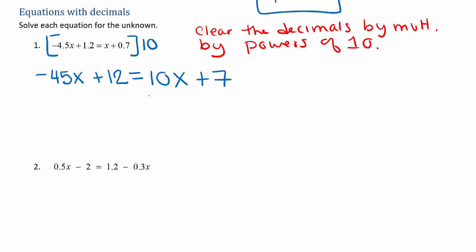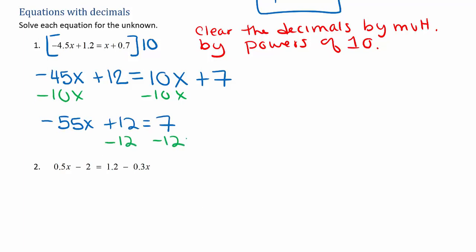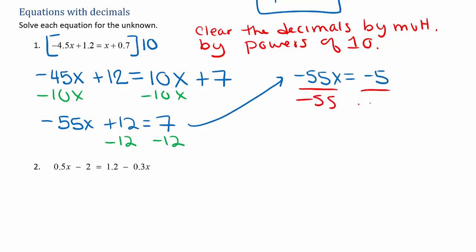And now this is something I can solve. I'm going to put all the x's on the left. And then I want to get x by itself, so I'll subtract the 12. And finally, to finish, we're going to divide by negative 55. And I'm going to write my answer as a reduced fraction. So this is going to be a positive 1 over 11.